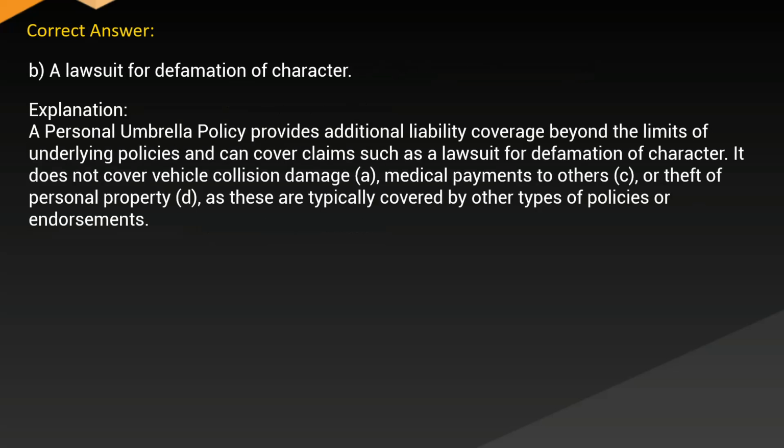Correct answer: B. A lawsuit for defamation of character. Explanation: A personal umbrella policy provides additional liability coverage beyond the limits of underlying policies and can cover claims such as a lawsuit for defamation of character. It does not cover vehicle collision damage, A, medical payments to others, C, or theft of personal property, D, as these are typically covered by other types of policies or endorsements.